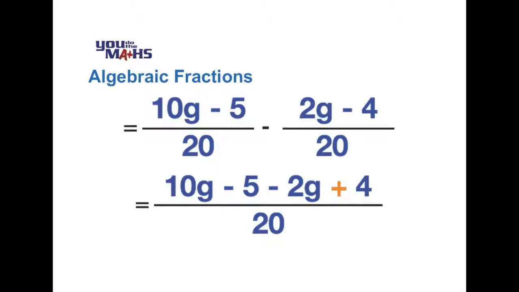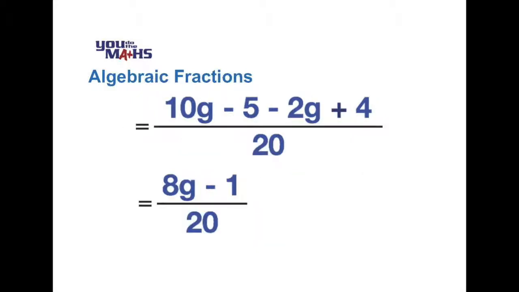To simplify this, we must now consider like terms. We've got 10g minus 2g, so that part of the numerator becomes 8g. And then looking at the numbers in isolation, we have negative 5 plus 4, and negative 5 plus 4 is negative 1. So our final answer will be 8g minus 1 all over 20.